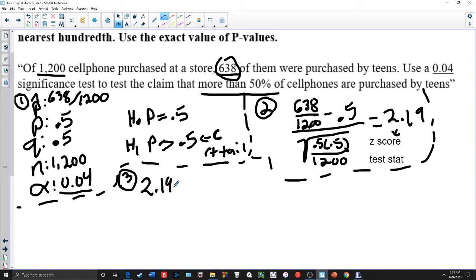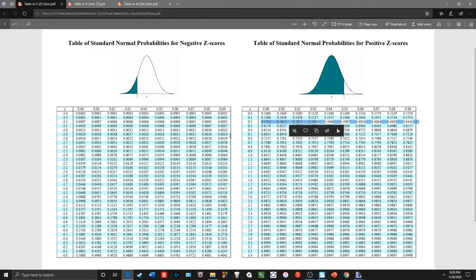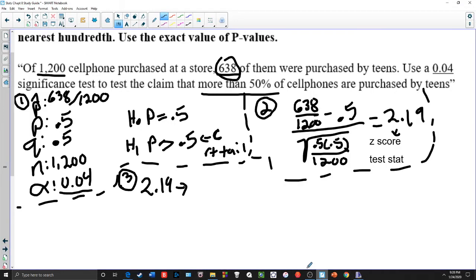To do that, we're going to go to our friend the table, and we're going to make sure that we remember it's a right tail test. So let's look at the table first. 2.19, let's remember that. So 2.1 is right there, and then 9 would be all the way at the end. Let's take this column all the way down, 2.19, right there. 0.9857. So let's write that down in our little chart here.